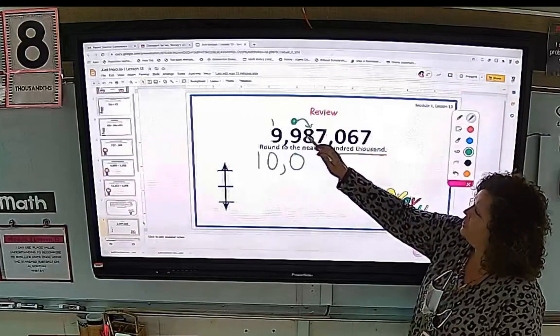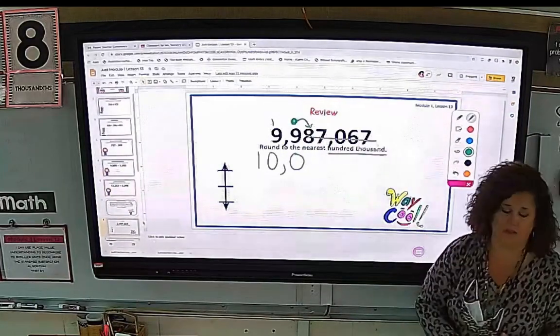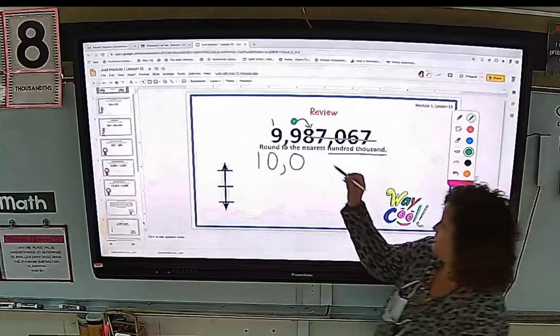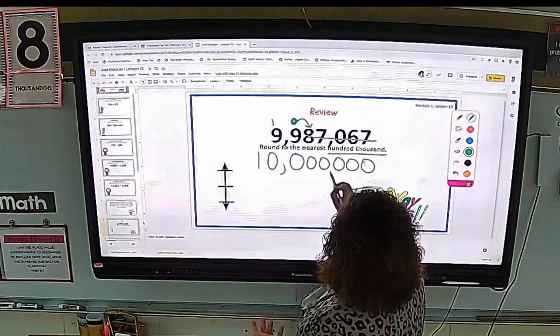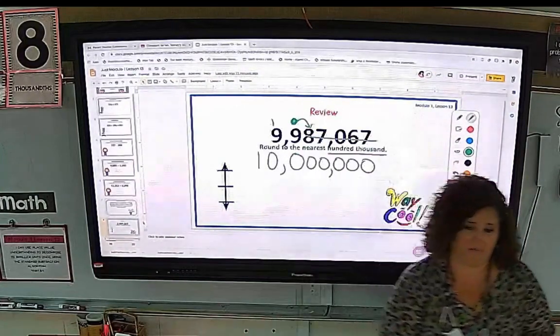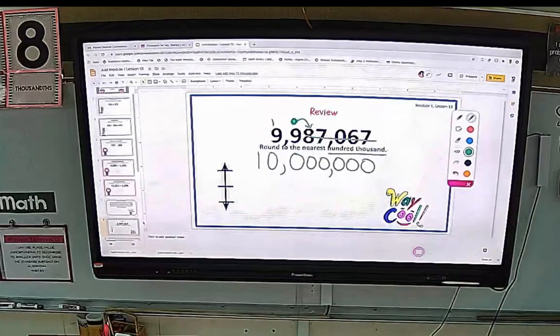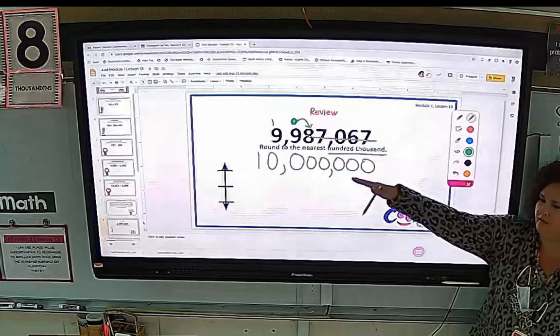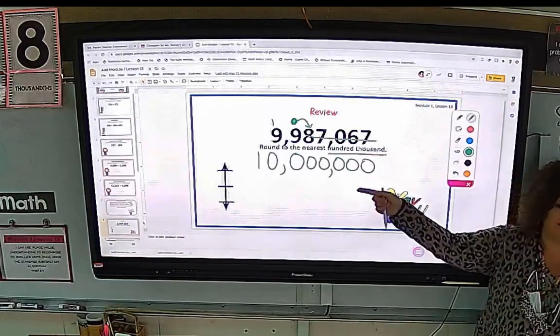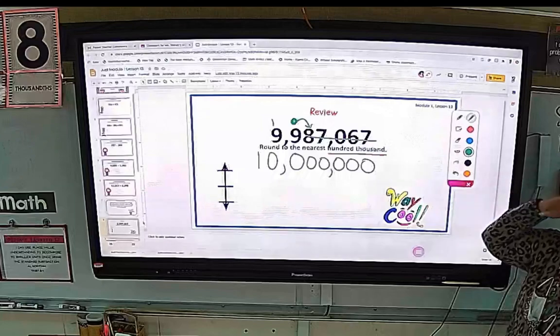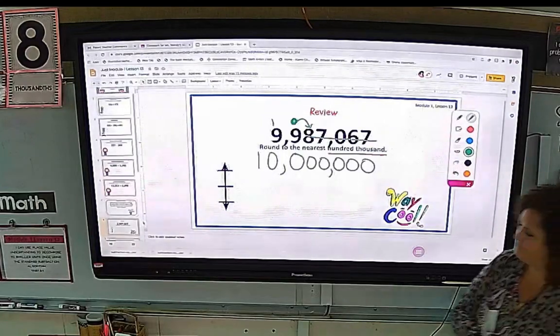And what happens to all the rest of these digits? Zeros, and that's 5 this time. 1, 2, 3, 4, and 5. So 10 million is what that rounds to. Okay. It sounds strange to round to a number that you say million with when you're rounding to the 100,000th place, but that's it. Okay. All right.